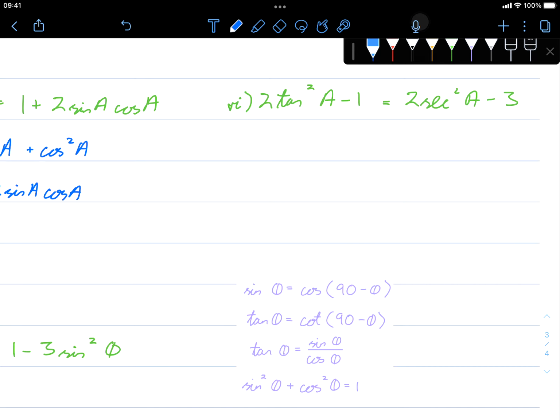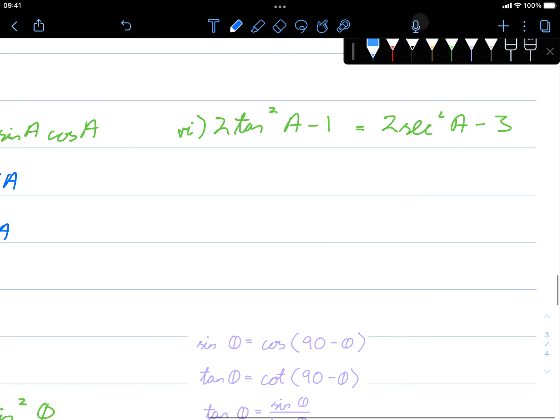Now in this step you might want to do the following and make tan in terms of sine and cos. You can go ahead and try that, and then you would have to combine that -1. So I'll take you through the first step here. You might do something like 2 sine squared A over cos squared A.